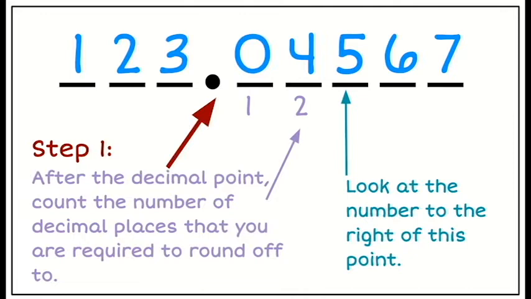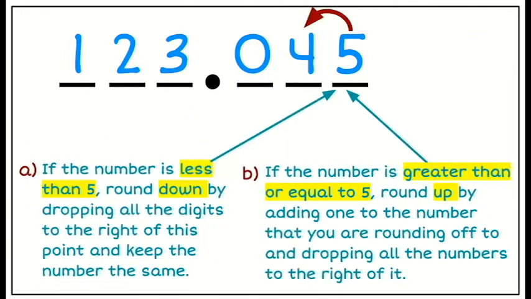So if I have this number here, 123.04567, the first step is that we count from that decimal point the number that we want to round off to. Then we need to look to the number on the right of this. In this case, it would be the number 5.